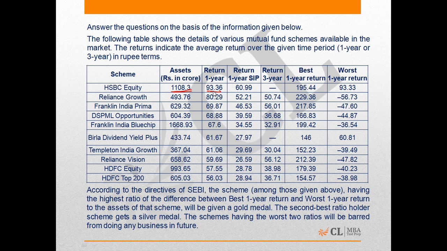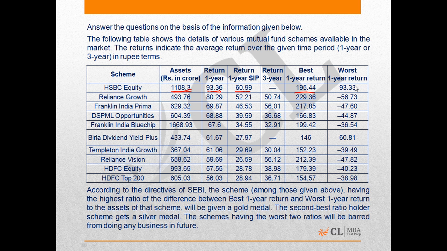The 1 year return of the same company is 93.36. The 1 year SIP return is 60.99. The 3 year return is not known. The best 1 year return is 195.44. The worst 1 year return is 93.33. And similarly we can check these parameters for the remaining schemes.